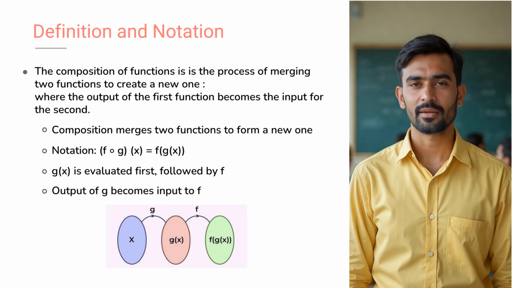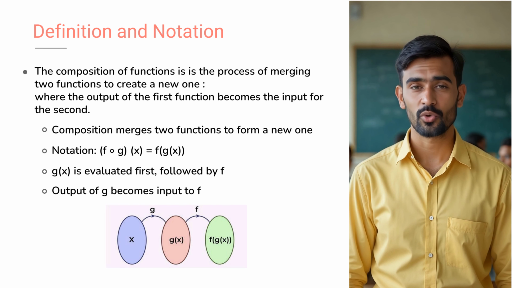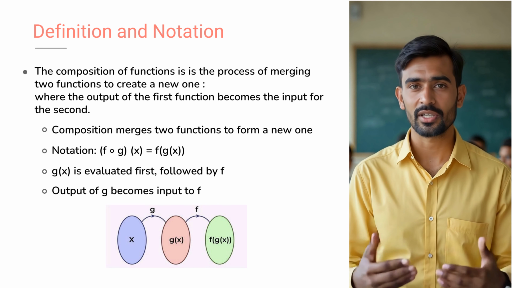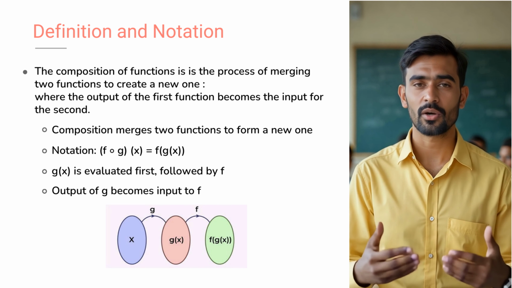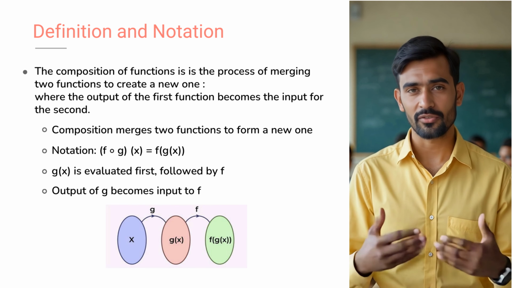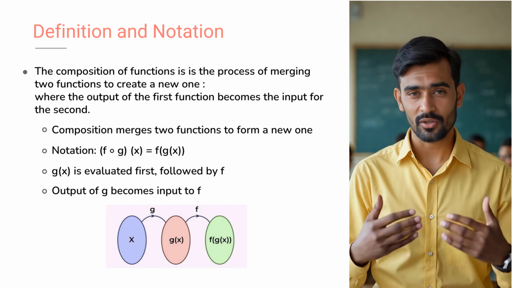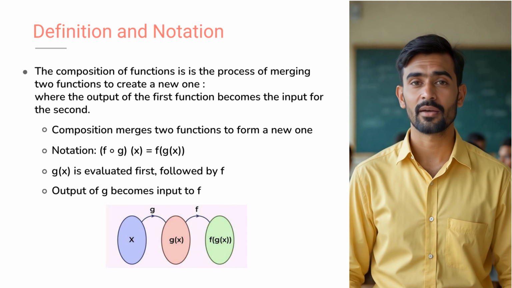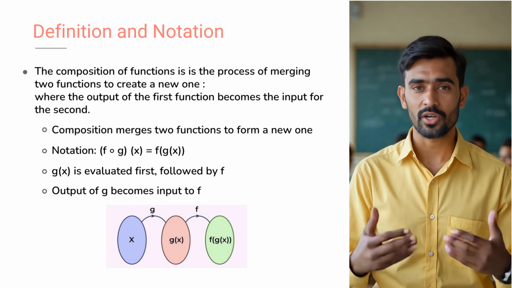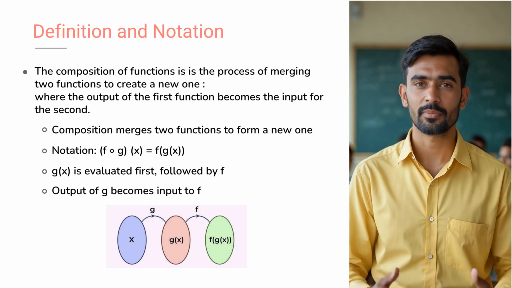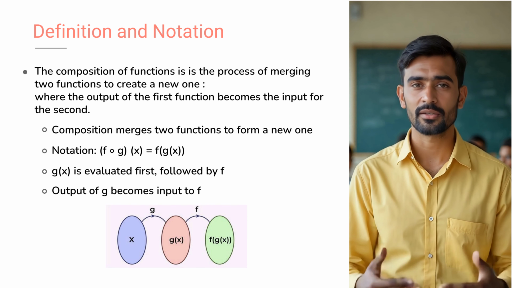Now let's write that mathematically. Suppose we have two functions, f and g. The composition is written as f composed with g of x. What does it mean? It means we first apply g to x, then we plug that result into f, so we get f of g of x. So remember, start with the function closest to x, then work your way out. That's the power of function composition. It builds a pipeline between functions.